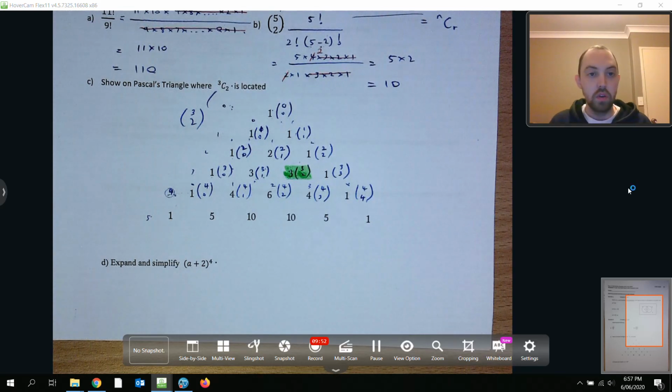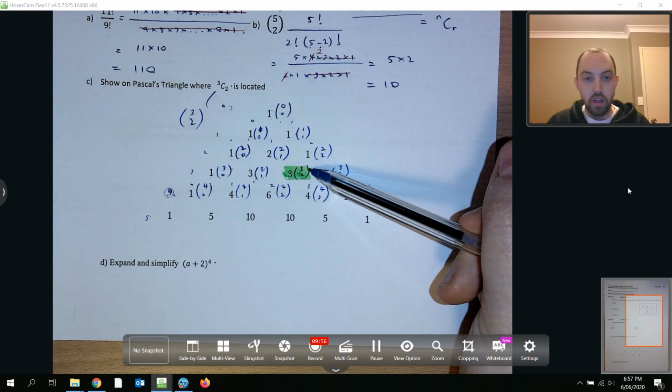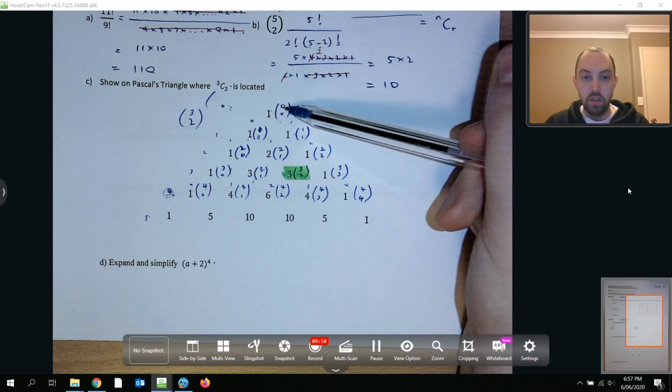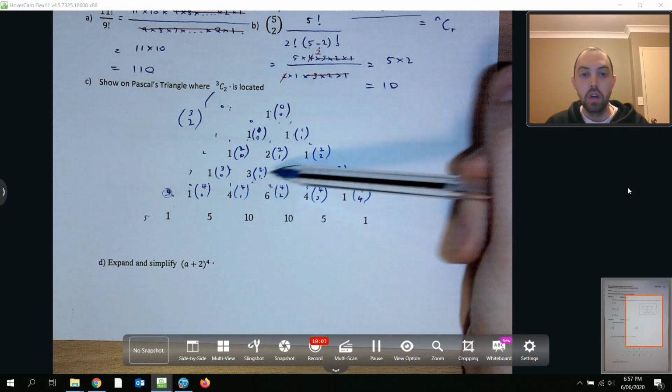Showing Pascal's triangle where 3 choose 2 is located. There it is. So again, 0, 1, 2, 3, and then 0, 1, 2.